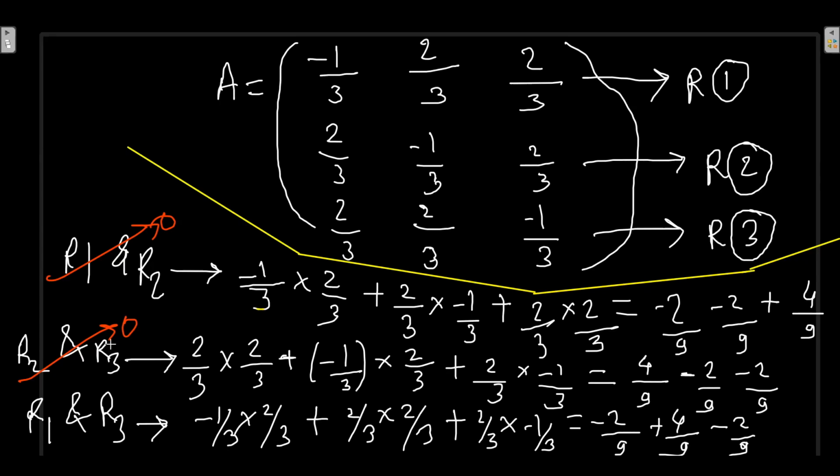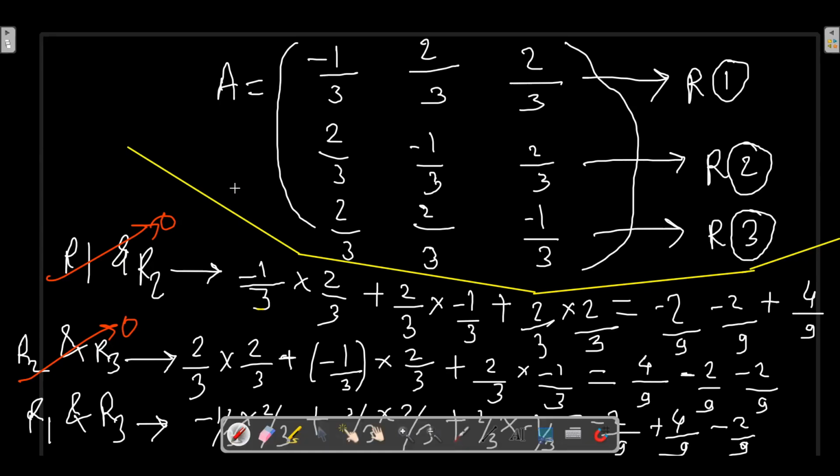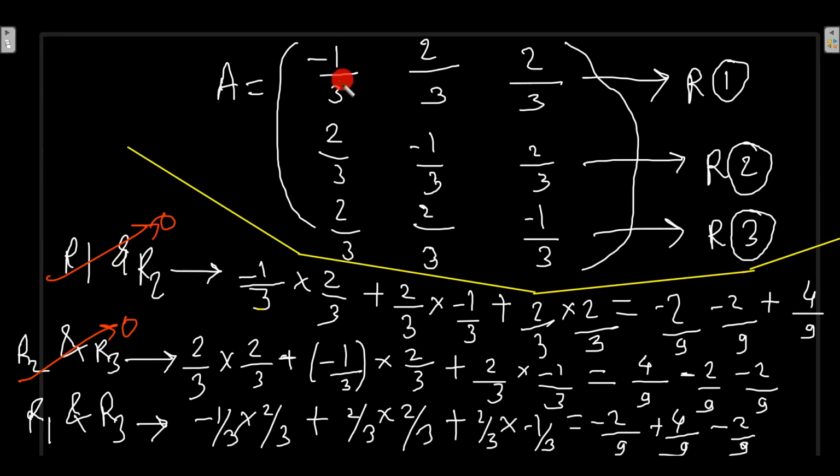Now let us take similarly row 1 and row 3, in a similar fashion. So this element multiplied by this element has been written over here, plus 2 by 3 multiplied by 2 by 3 has been written over here, then 2 by 3 multiplied by minus 1 by 3 has been written over here. Then minus 2 by 9 plus 4 by 9 minus 2 by 9, again it is coming out to be equal to 0.